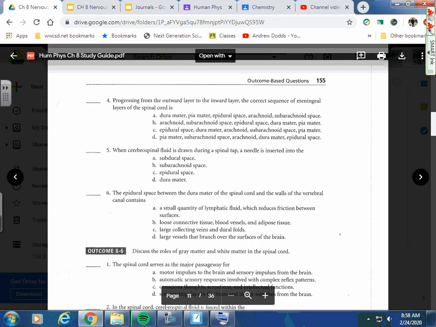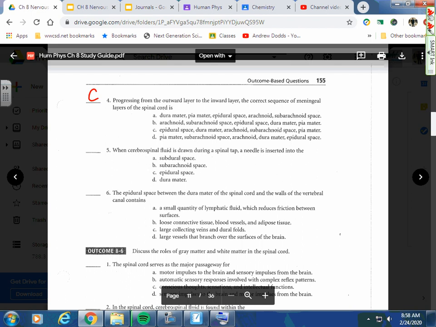Progressing from the outward layer to the inward layer, the correct sequence of meningeal layers, these protective layers around the brain and spinal cord. They're only in the central nervous system. That's going to be C. Epidural, meaning outside the dura mater, arachnoid, underneath the arachnoid is the subarachnoid space, and then pia mater.